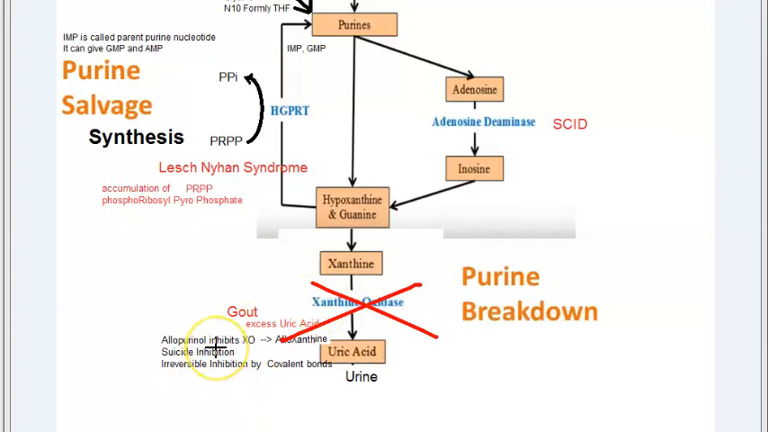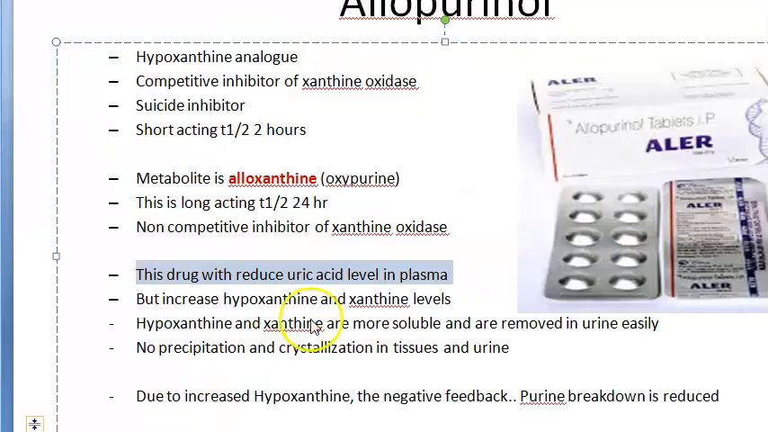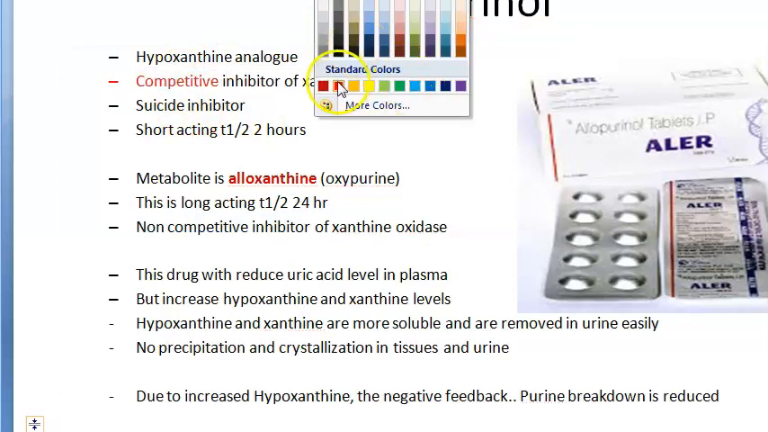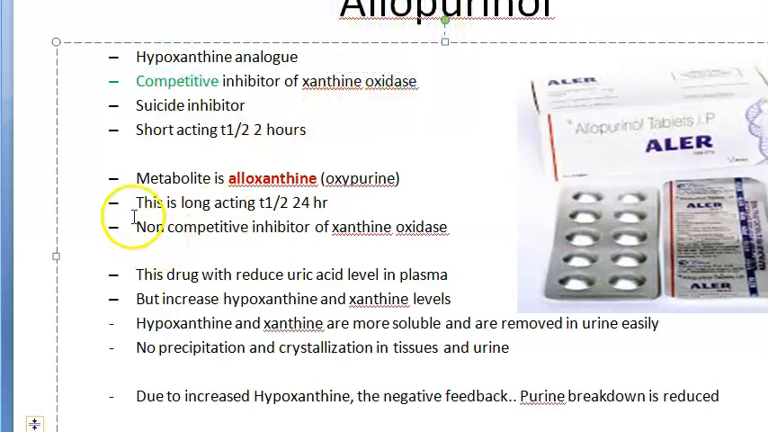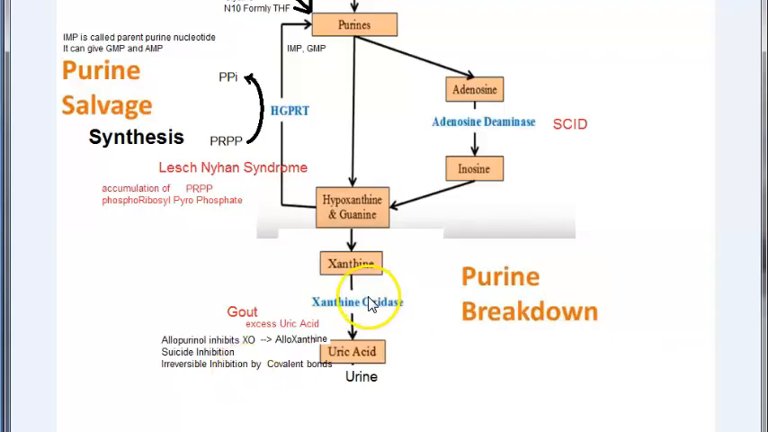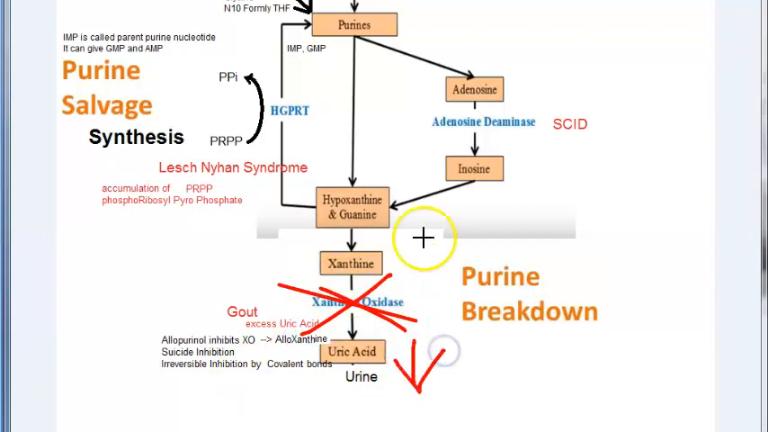Allopurinol competitively it will inhibit. Then you have alloxanthine. Alloxanthine will non-competitively inhibit. So the allopurinol itself is a competitive inhibitor. It's a very strong thing. Then alloxanthine is going to be a non-competitive inhibitor. Whatever they do, finally they will inhibit the xanthine oxidase. So no uric acid. Uric acid levels will come down, but xanthine and hypoxanthine levels will go up.